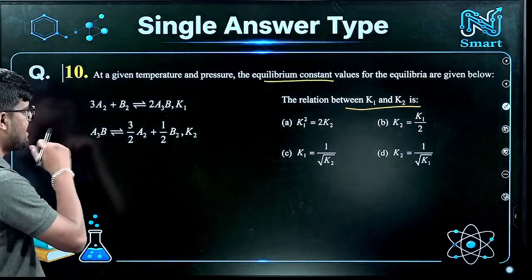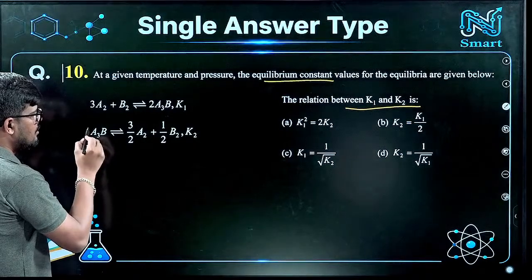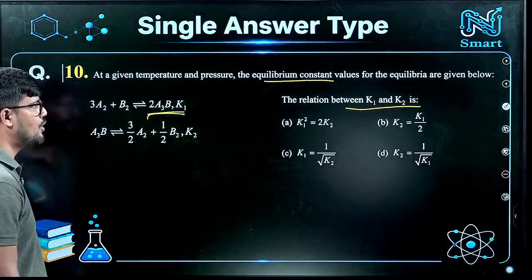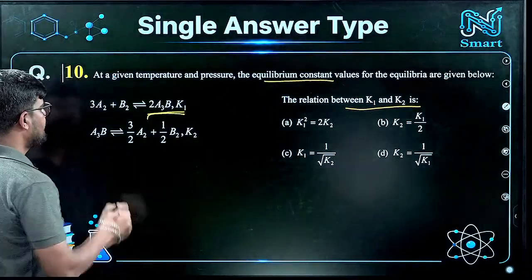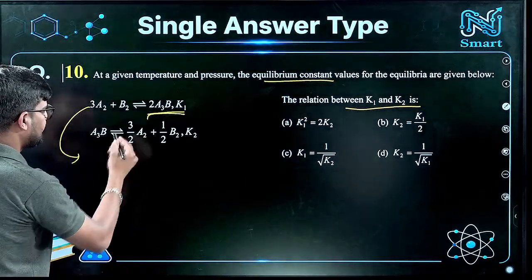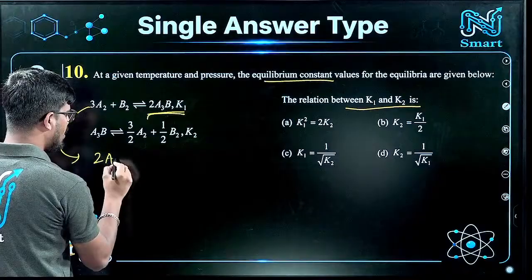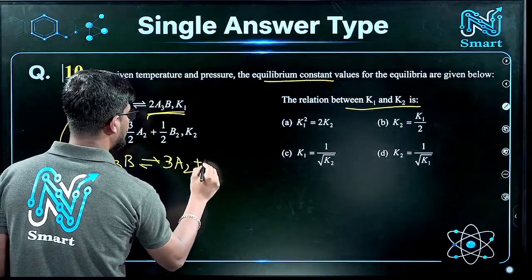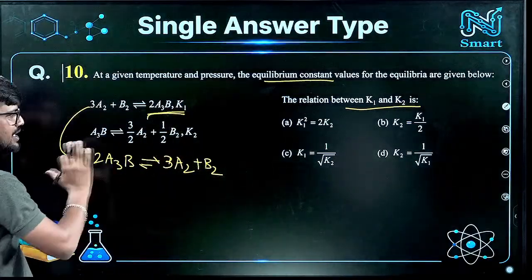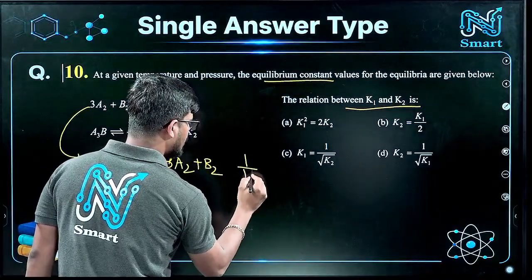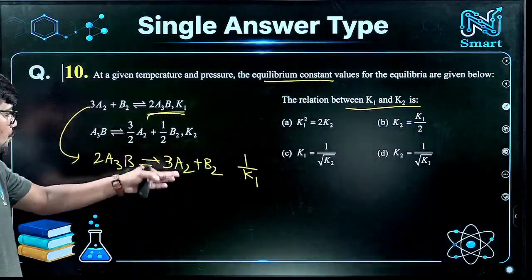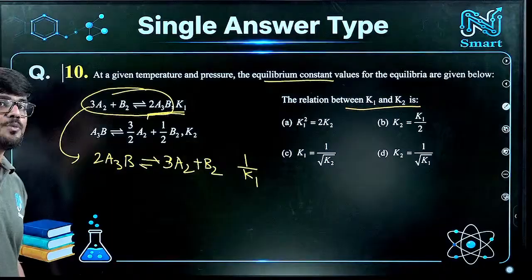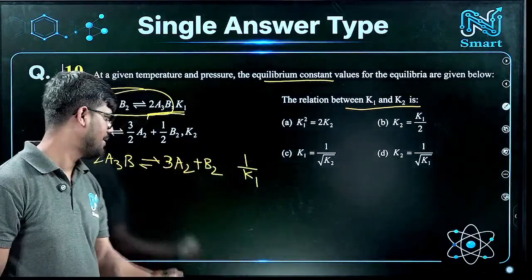Very easy. Just check. Here only one molecule is there. In this case, 2 molecules we have. So let's convert it into 1 molecule. So can we write this equation in this way? If I do the opposite, 2A3B, from that 3A2 plus B2. Since we are reversing this equation, instead of K1, we will write 1 by K1. When we reverse a reaction, K will also be reversed, meaning 1 by K1. This thing will be there.